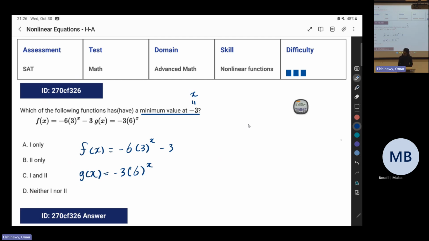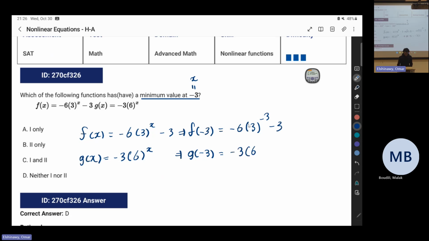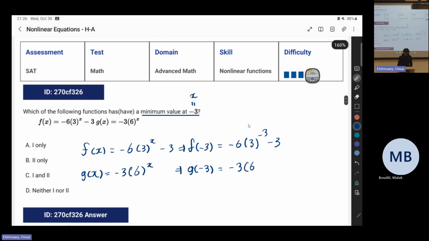I'm getting a bit distracted. So let's do like Singh just suggested and plug in -3. So I guess -6 to the power of 3 times 3 to the -3 minus 3. And this is -3. You see the answer. Not clever.